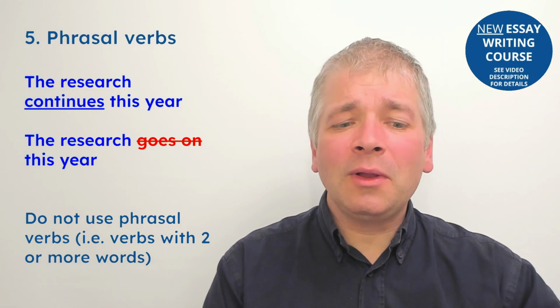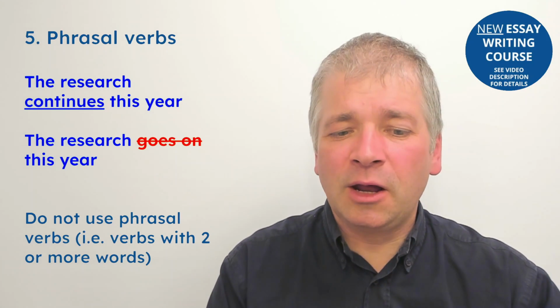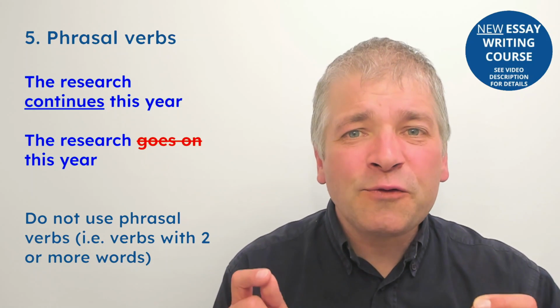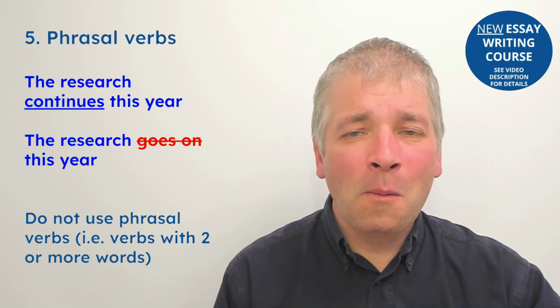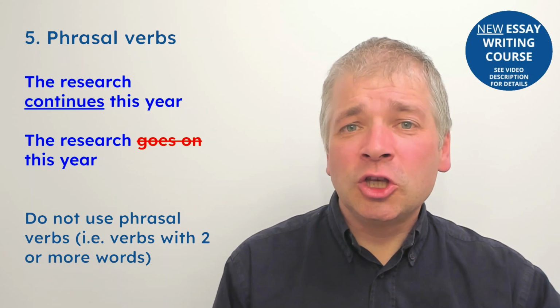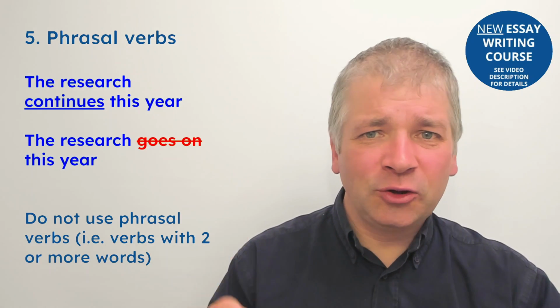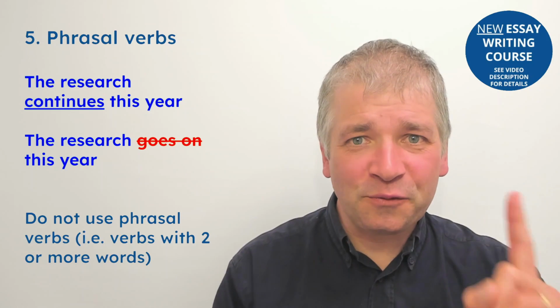In formal English writing, do not use phrasal verbs. In other words, verbs with 2 or more words. In formal English writing, we use verbs with 1 word. They are considered more formal. So usually you have a choice with verbs. There's usually a 1-word verb and a 2 or 3-word verb, and they have the same meaning. Choose the 1-word verb. So there are 5 things that you must do in formal English writing.